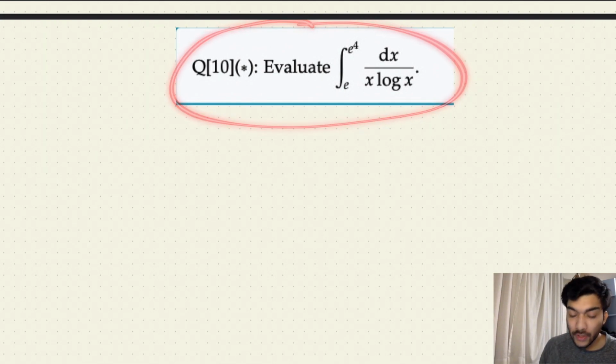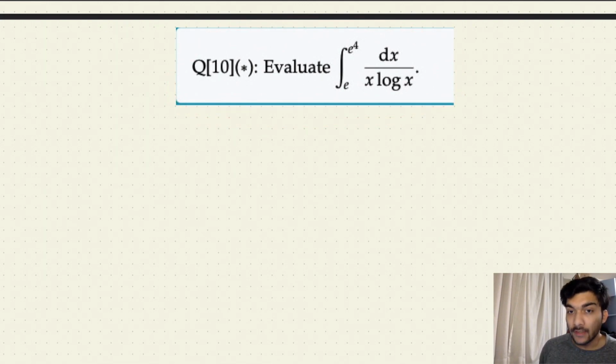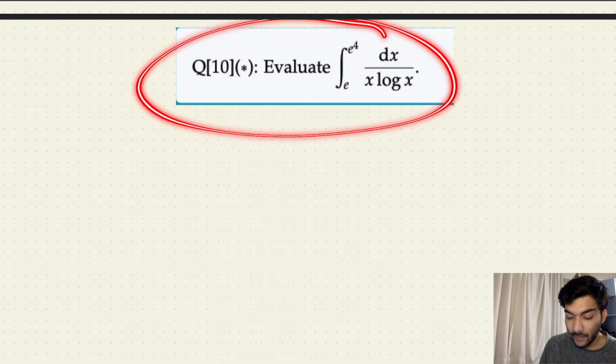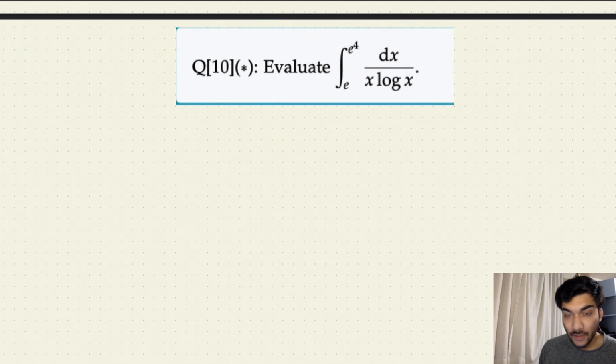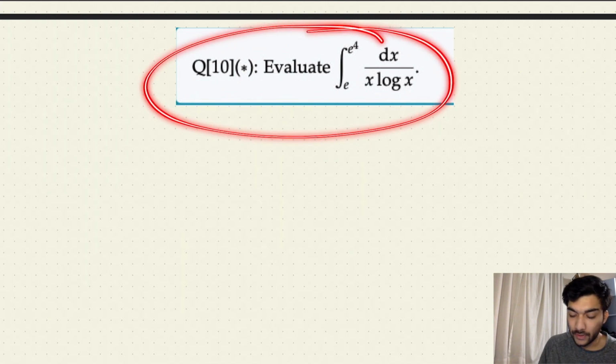So let's do one more question on definite integrals using substitution. In this question, we'll also discover a new property of solving definite integrals using substitution and identify a common pattern based on these types of questions.